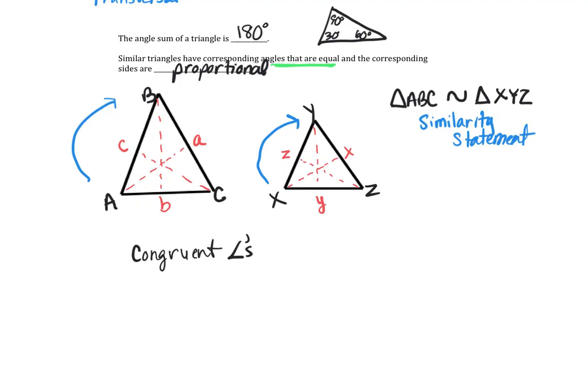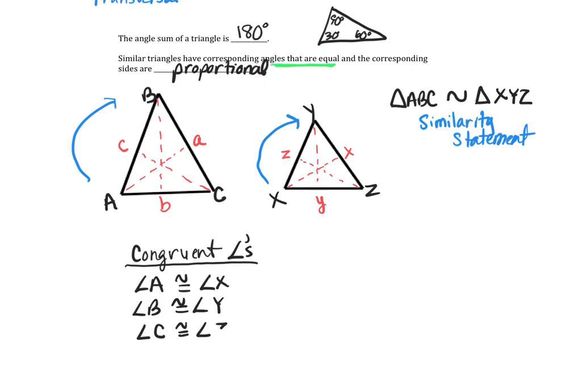There's my abbreviation, or my little symbol, for angles. So we've got angle A would be congruent to angle X. Again, that means that they're the same measure. Angle B would be congruent to angle Y. And finally, angle C would be congruent to angle Z. Three congruent angles. The size of the shape is what's changing, but the shape is the same. And with that being said, the angles would have to be the same.